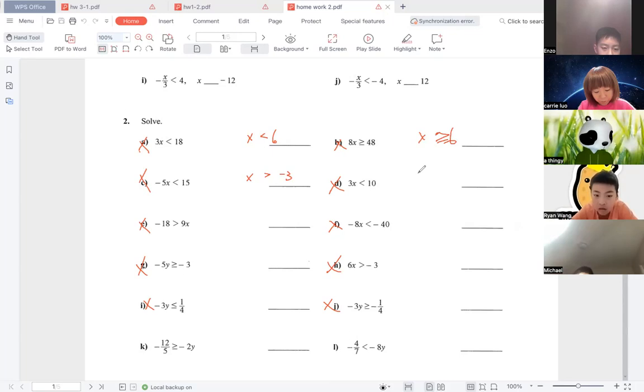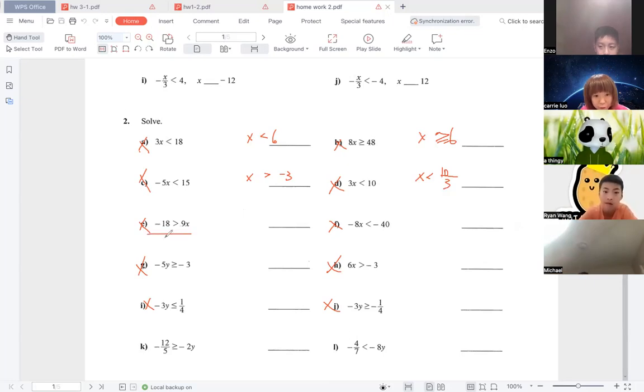X is smaller than 3, 1 1/3. Yeah, okay, so next one. E, negative 18 is bigger than 9x.